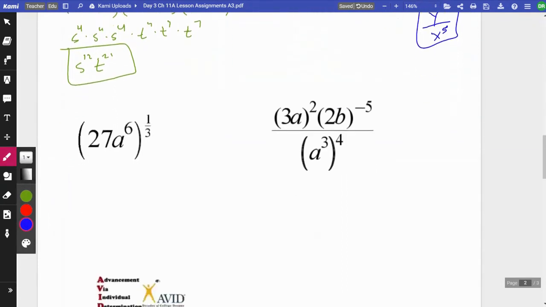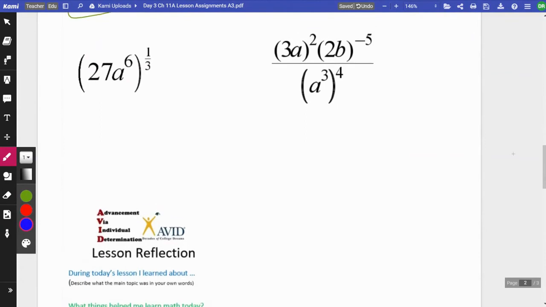This next problem, and these are all the examples for the day, we kind of see the power to a power property again. 27 doesn't look like it has an exponent, but it does. It's a 1. So 27 to the 1 times 1/3 power. 1 times 1/3 is 1/3. So 27 to the 1/3. And then a to the 6 to the 1/3 is 6 times 1/3. Power to a power, multiply. So 6 times 1/3 is 2. So a squared.